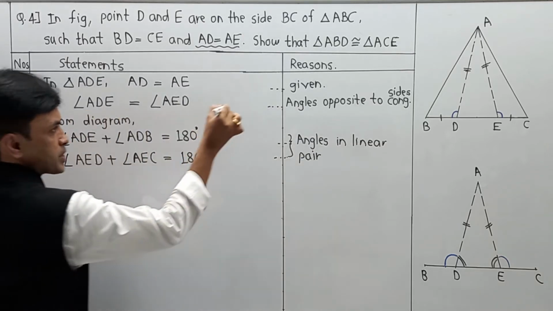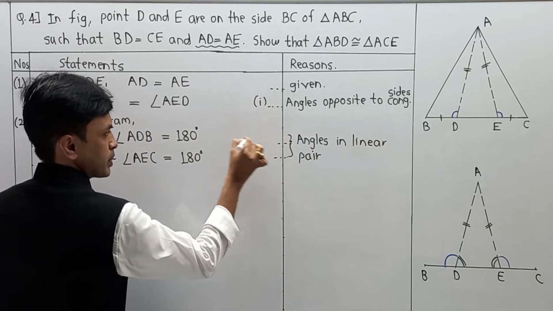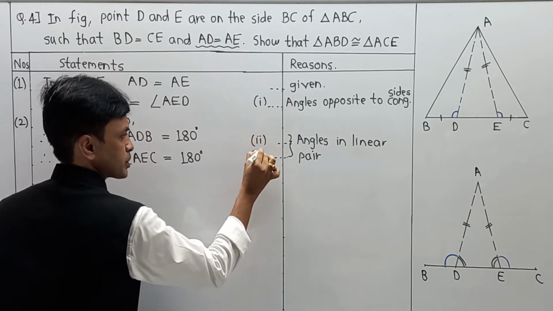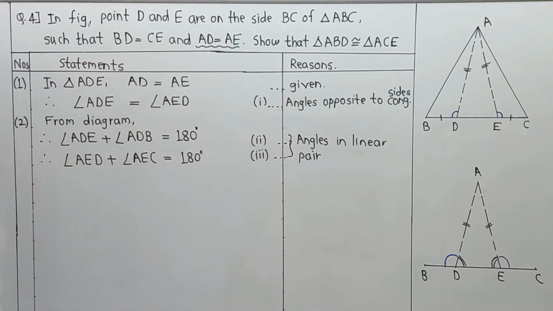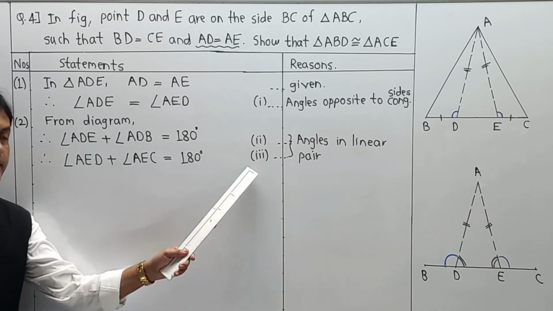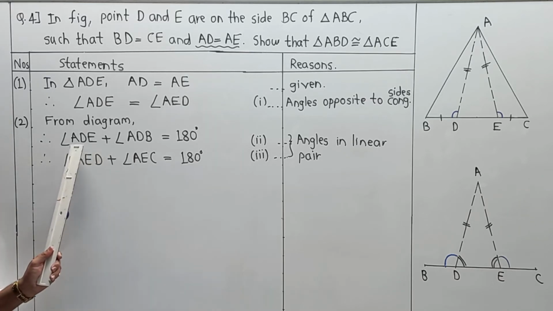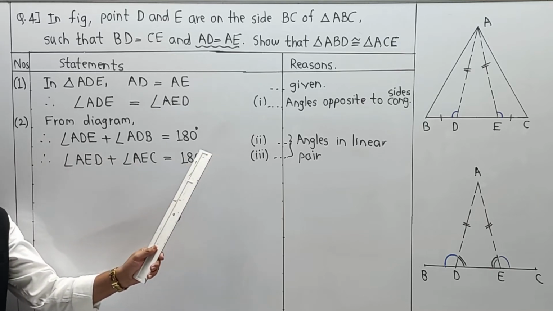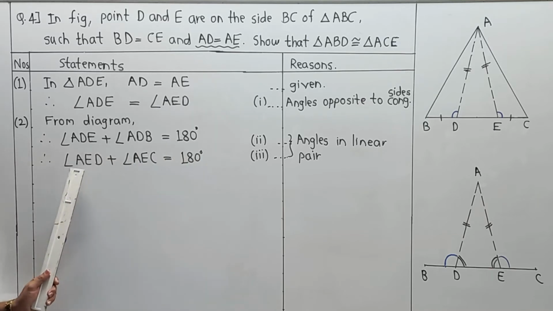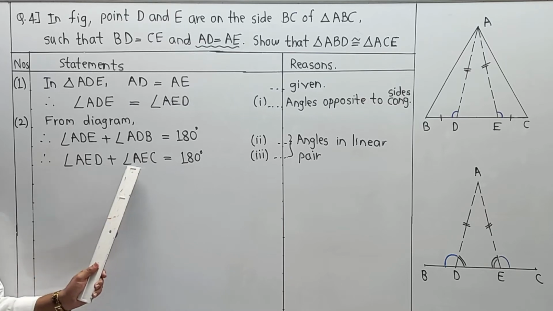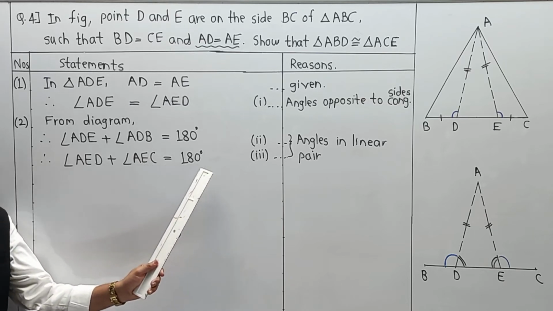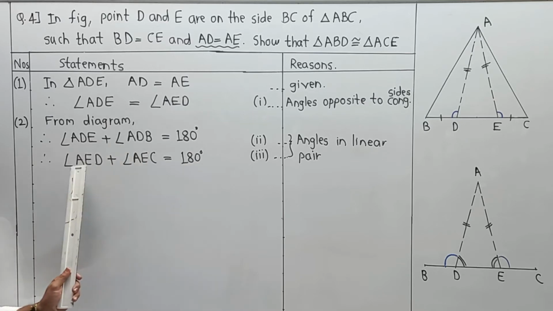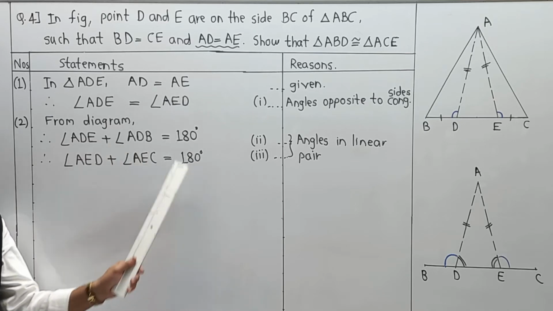Now for proper sequencing, I am going to call this equation number 1. For this part, equation number 2, and this part as equation number 3. And now observe parts 2 and 3 carefully. In this part we have written angle ADE plus angle ADB is 180 degree as a linear pair. Next we have written angle AED plus angle AEC is equal to 180 degree. Now if 180 is equal to 180, naturally this part is equal to this part.